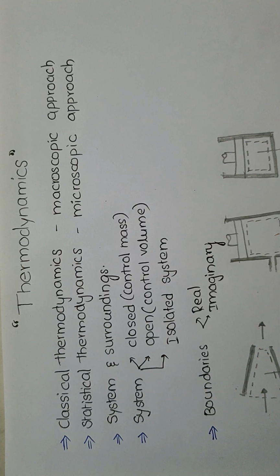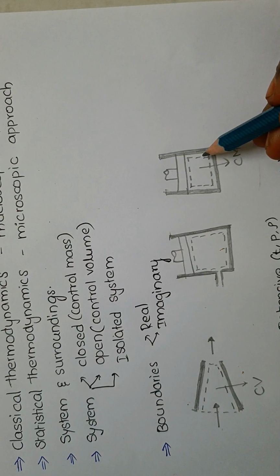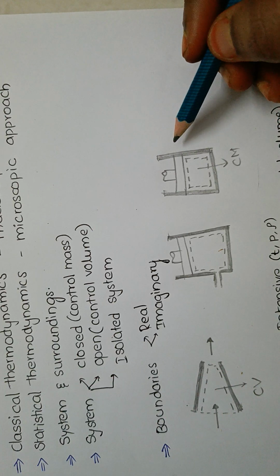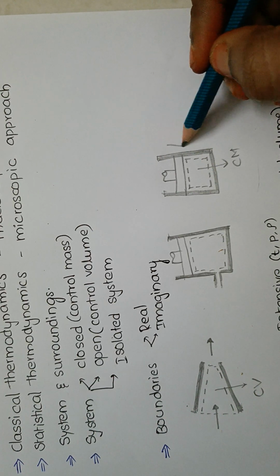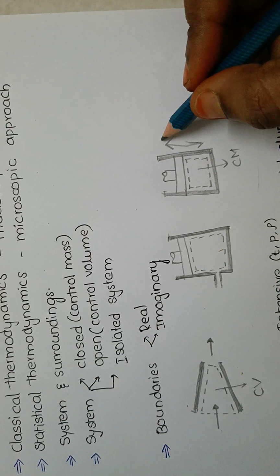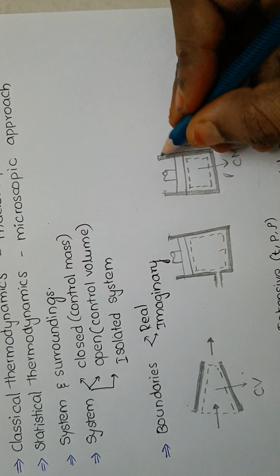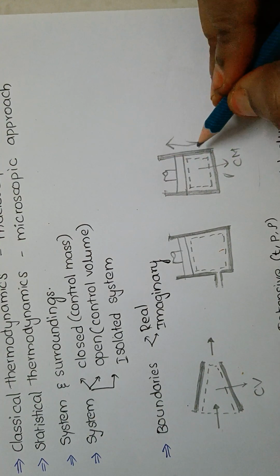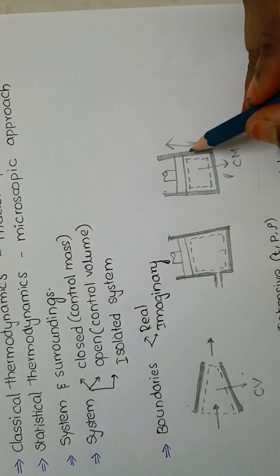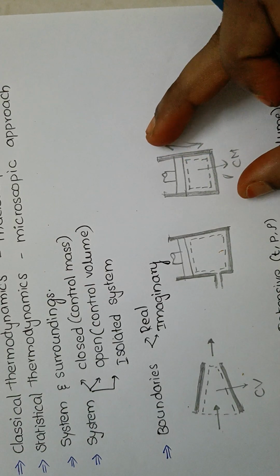For example, you can clearly see the example here. Here only the piston is moving. There may be movement of the piston forward and backward. So there is a displacement happening, then work is happening, and there is a possibility that heat can transfer. So heat and work are the interactions for this system. But there is no mass going into or coming out of this system, so that's why it is a closed system.